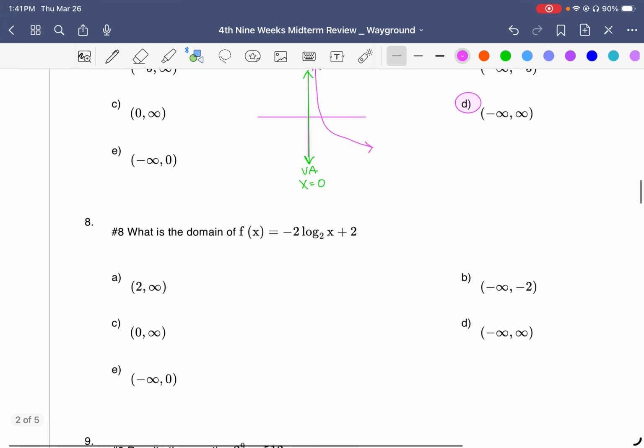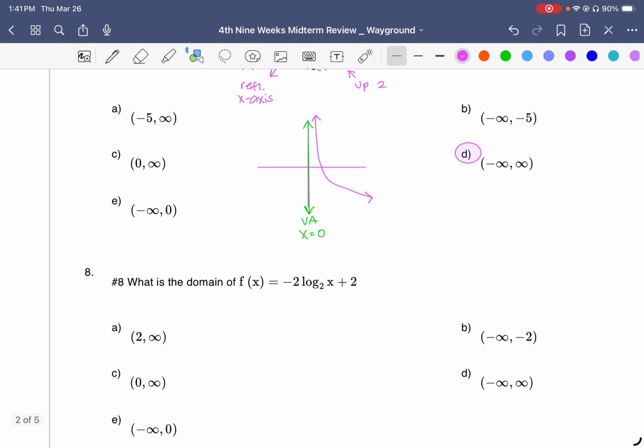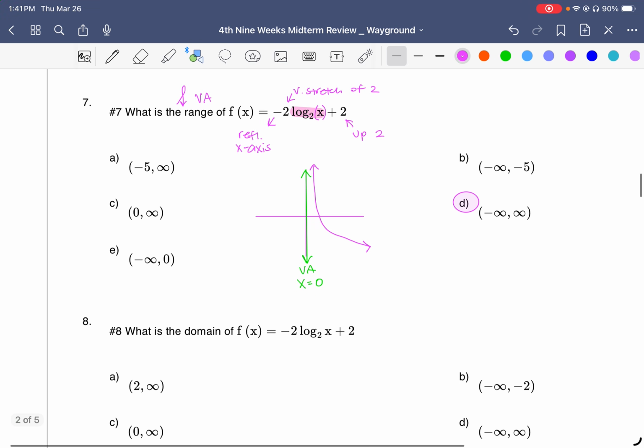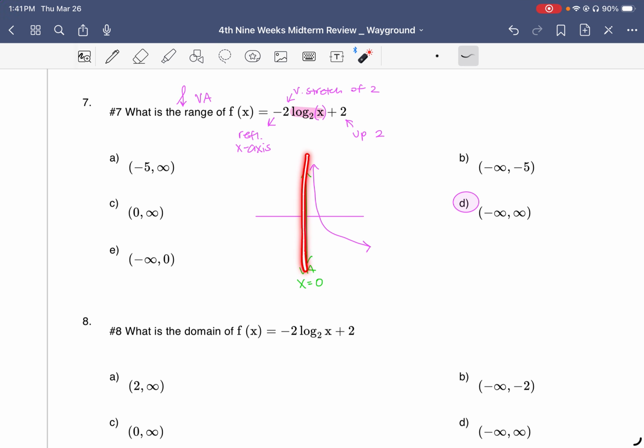What is the domain of f of x equals -2 log base 2 of x plus 2? That is the same equation we just had, but this time we're solving for the domain. Remember that the domain is read from left to right. So on the left side, there's nothing here. So that means the graph has to start after the vertical asymptote, which is at 0. So this graph is going to approach the vertical asymptote, but it's not going to touch it. It's not going to cross it. So the smallest x value would be approaching 0. And on the right side, it keeps going to the right. And on the right, you have positive infinity.